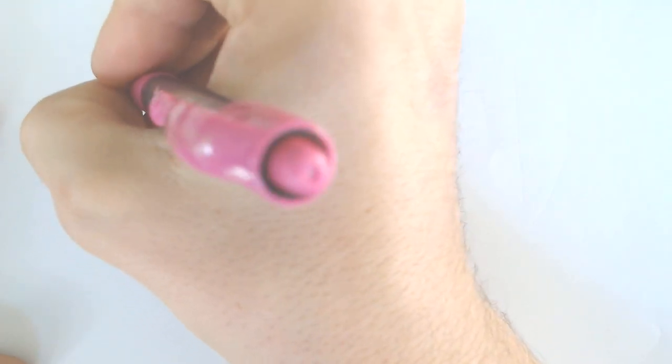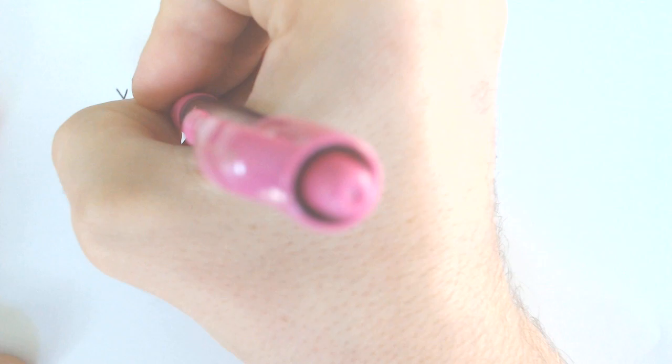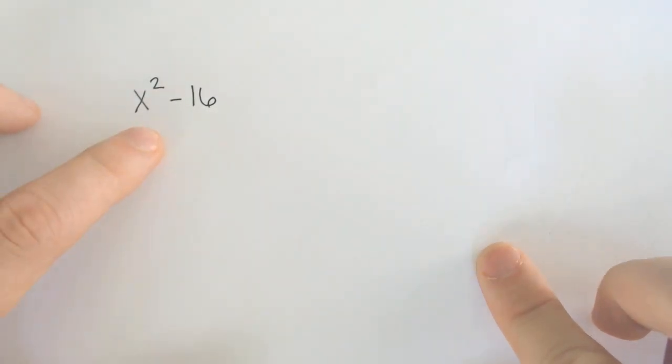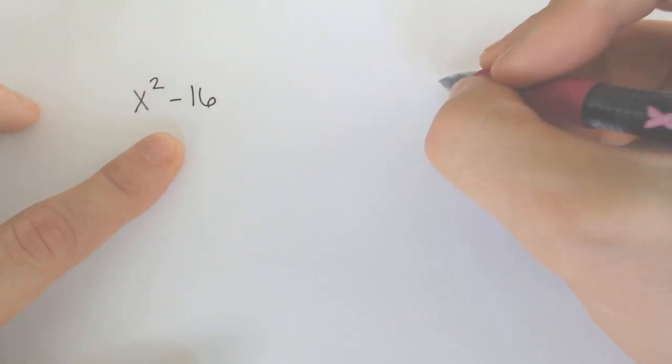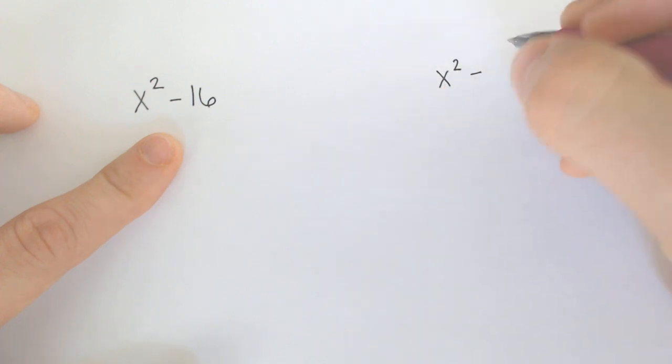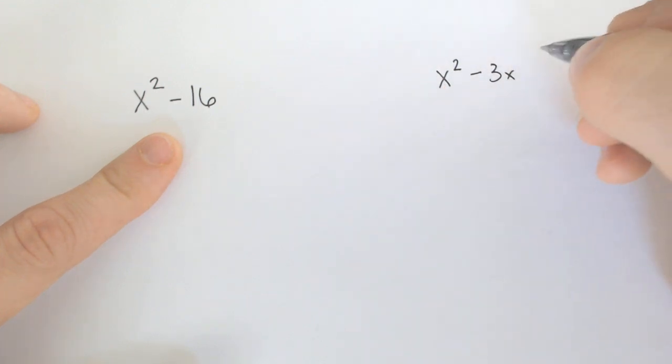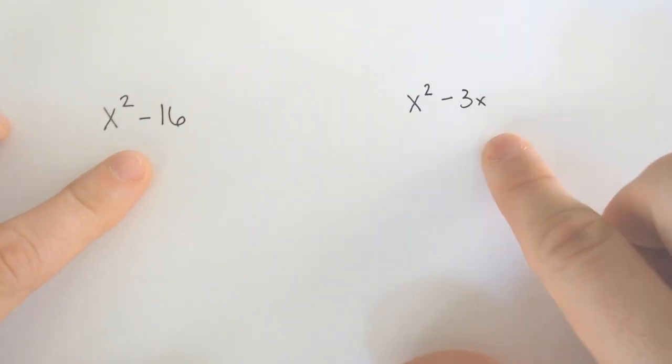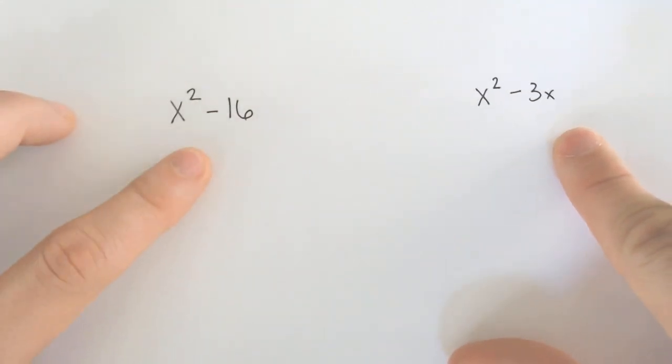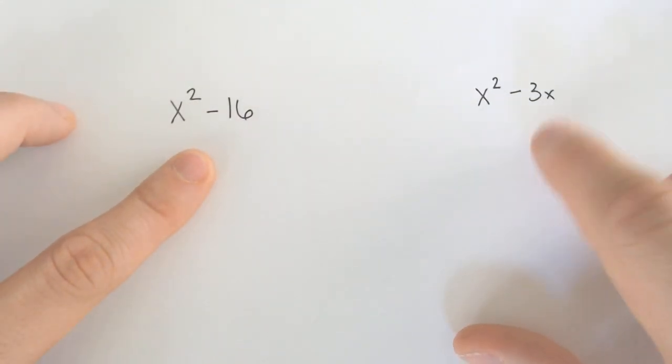Today we are going to be using the tic-tac-toe method to solve special cases with factoring. A special case with factoring is most of the time looked at as if it is missing the middle term or if it is missing the last term. So here we are missing the middle term on the one on the left, and here we're missing the last term on the one on the right.